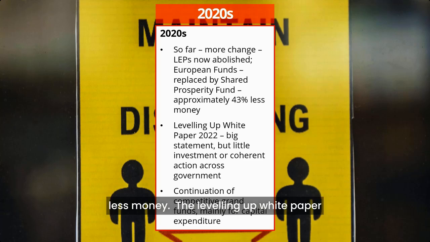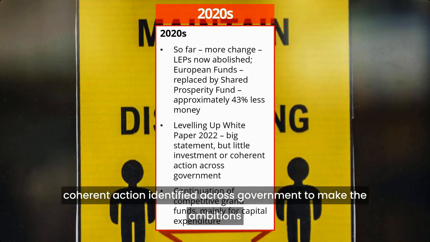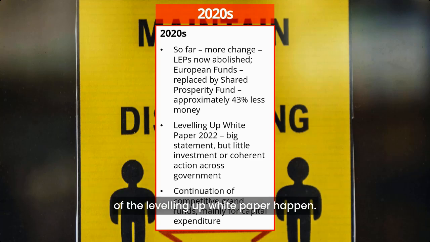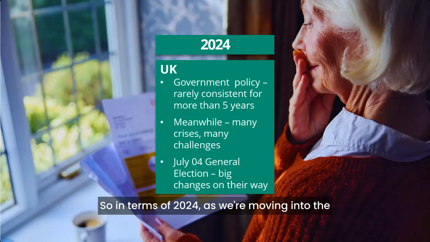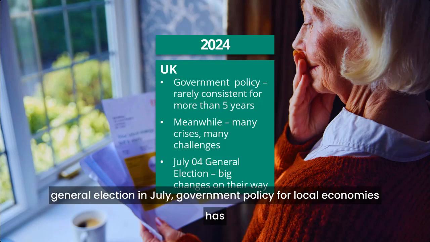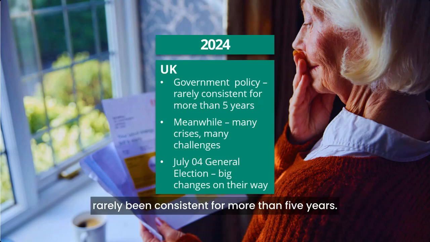The Levelling Up White Paper was a statement from the government with big ambitions for local economic development, but there was little investment set aside or little coherent action identified across government to make the ambitions of the Levelling Up White Paper happen. So there's a continuation of competitive grant funds, mainly for capital expenditure. So in terms of 2024, as we're moving into the general election in July, government policy for local economies has rarely been consistent for more than 5 years.